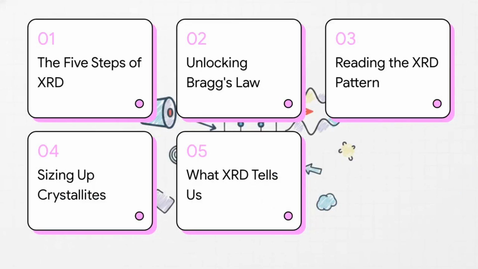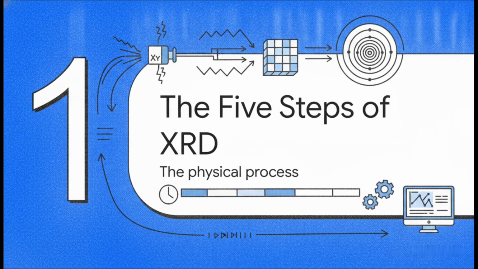Here is our roadmap for today's explainer. First, we'll cover the 5 steps of XRD. Second, unlocking Bragg's law. Third, reading the XRD pattern. Fourth, sizing up crystallites. And finally, number 5, what XRD actually tells us. All right, let's jump right into section 1, the 5 steps of XRD.